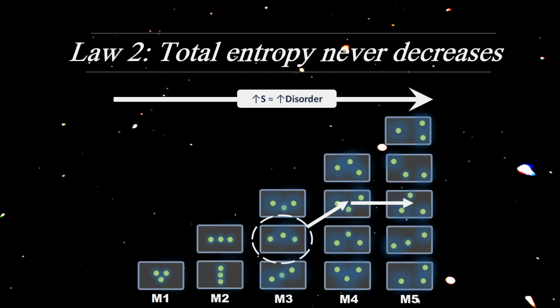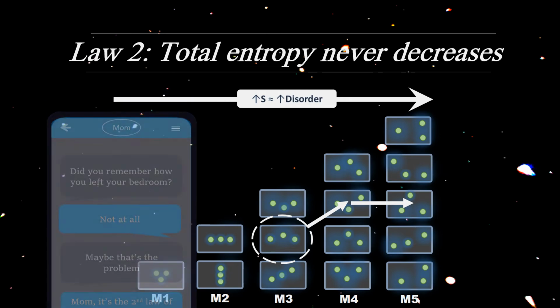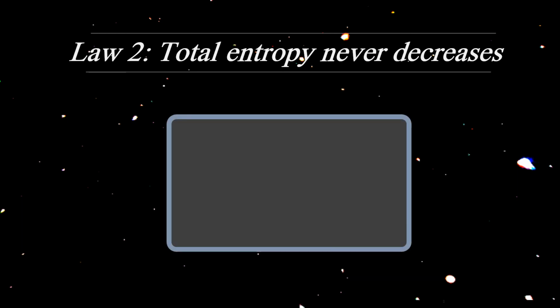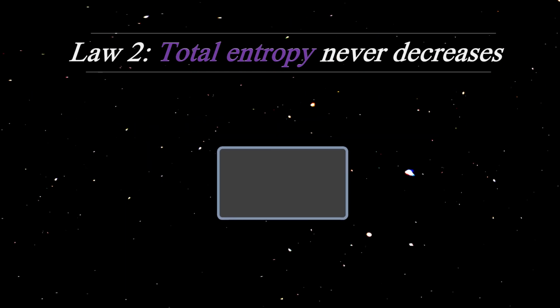But hold your horses before stopping the video and starting to use the second law to justify how disorderly your room is. Notice that for this law we have used the word total. Local entropy can decrease sometimes in non-isolated systems. The important thing is that the universal entropy never decreases.